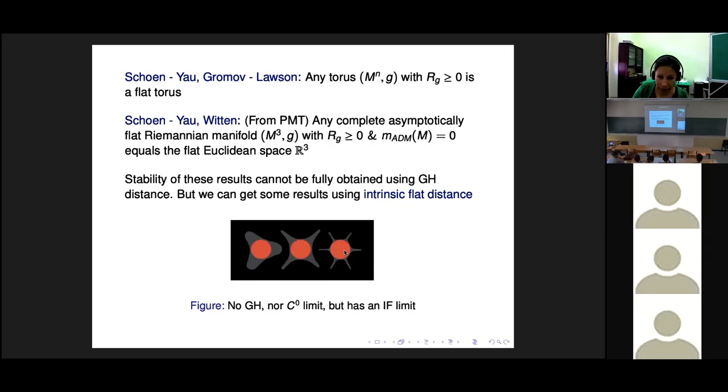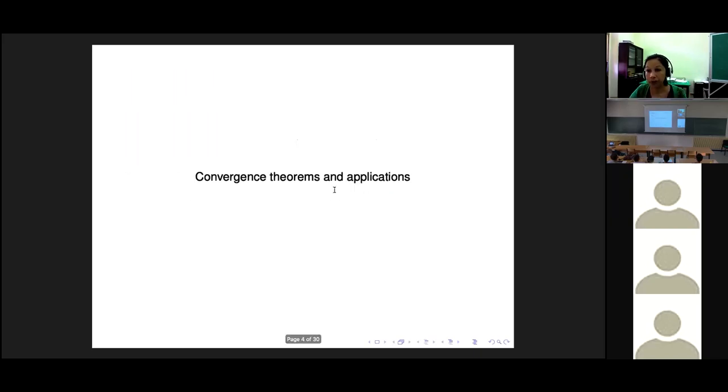Well, let's look at this example. I have spheres, and this is a sequence of manifolds. This is M1, the gray manifold, and then M2, and M3. They start having more spikes, which actually are thinner. If I continue in this way, this sequence won't have a Gromov-Hausdorff limit because we are creating too many spikes, so the limit could not be compact, and hence it won't have a C0 limit, but it has an intrinsic flat limit. This intrinsic flat limit is this sphere that we see inside of our manifolds. So this is the motivation, and now let me tell you which convergence theorems I'm talking about and the applications.